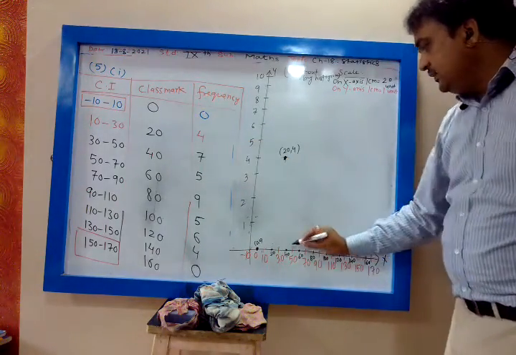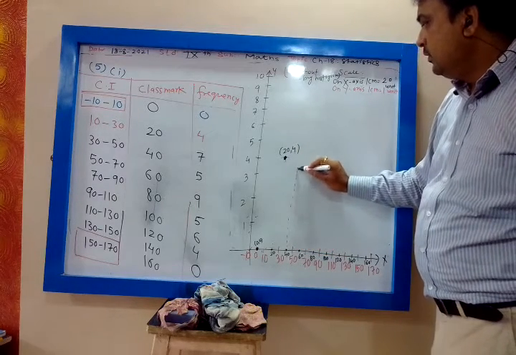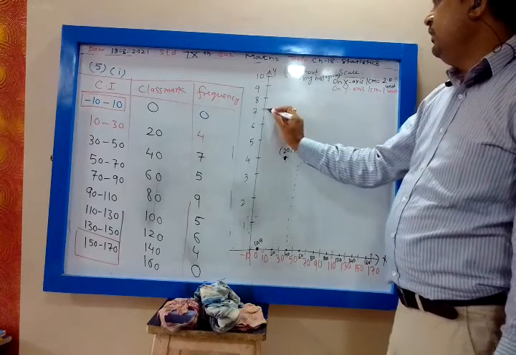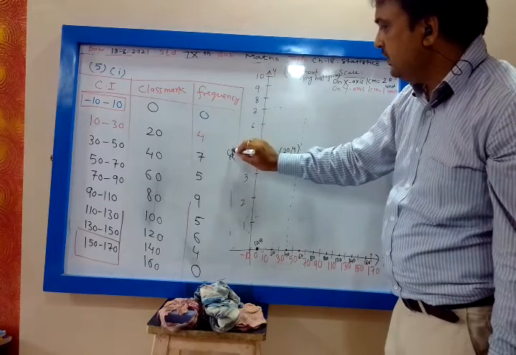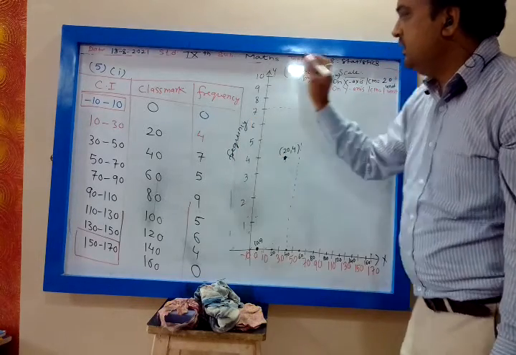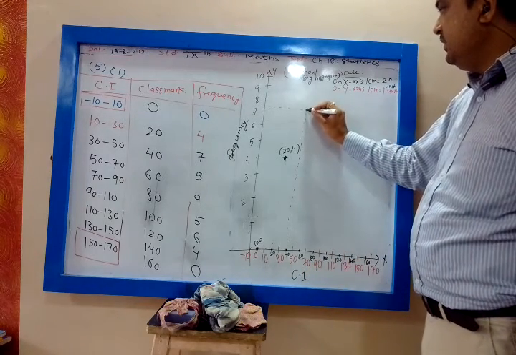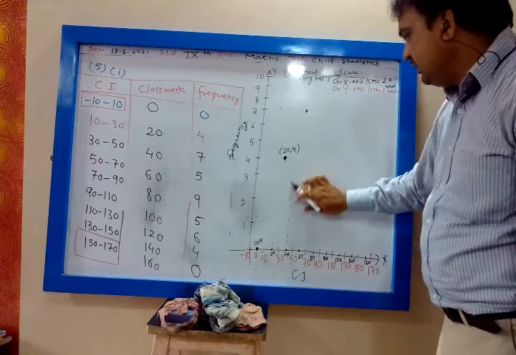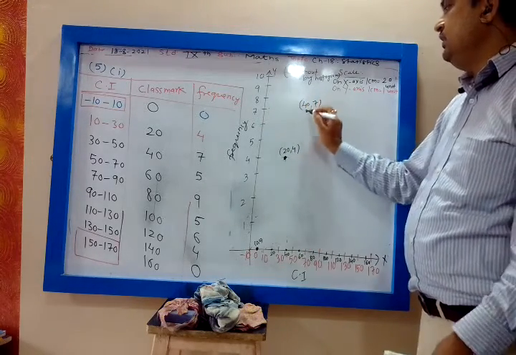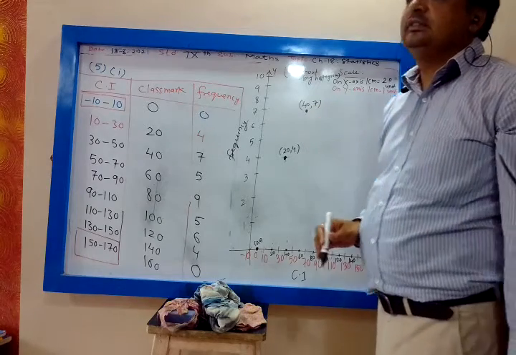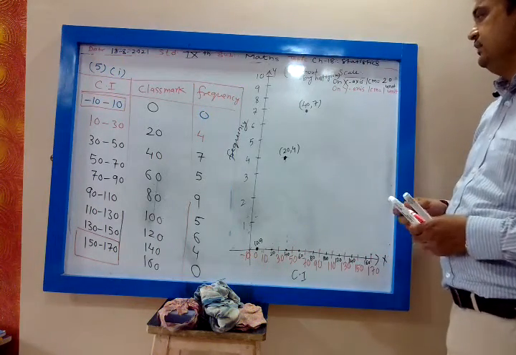Then 40, 7. X is 40, so draw the dotted line at 40 and frequency is 7. You write frequency on this side, and on this side you write class interval. See here, it is 7. So where they meet, that is my point 40, 7. If you write 7, 40, I will cancel this. Definitely marks will be cut. First you have to write down the coordinate of class mark.